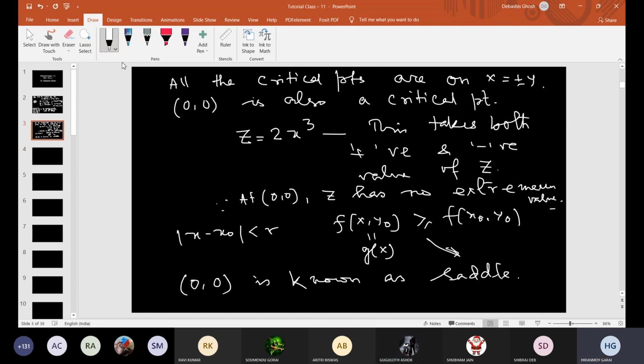Sir, here 2x cube came for x equal to y, right? Sir, if I take y equal to minus x, then it will be 0. The answer is 0, but 2x cube or 0 or 2y cube or 0. Why is the negative value also coming? You said that this takes both positive and negative. What about the negative value? I am not getting that part.